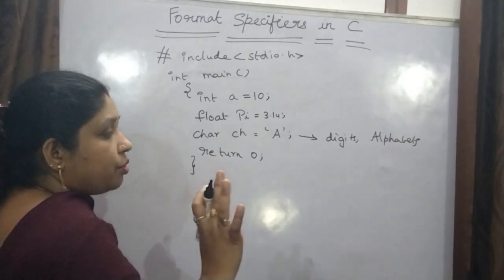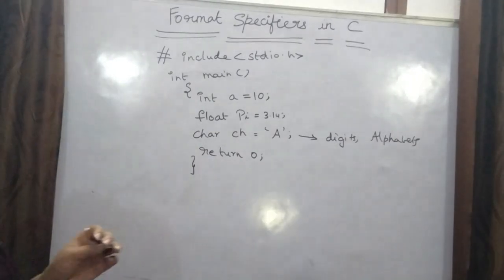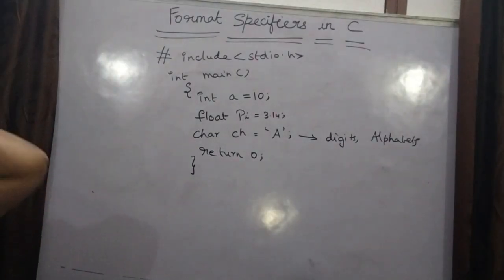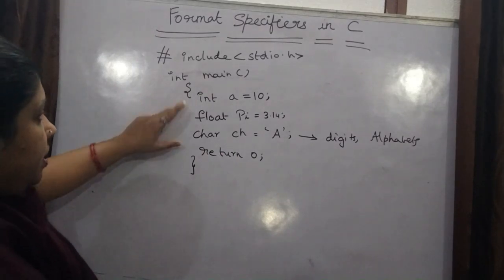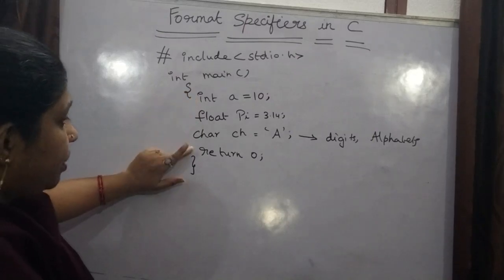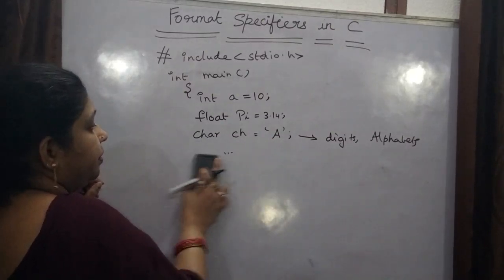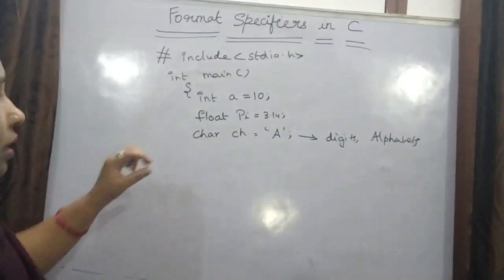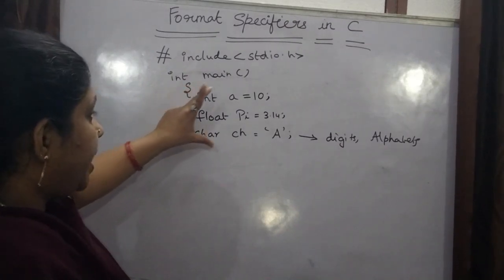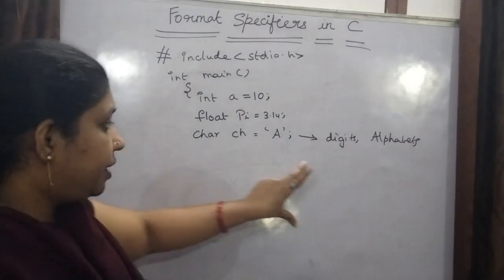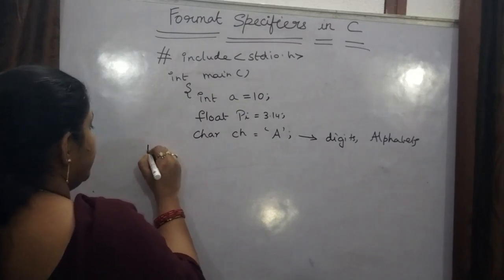Now for these things, I will tell you how to write the printf functions. See, these values I want to print. See, I'm declaring the variables. Now the values of these variables I want to print on the console. For that, I am writing the printf functions.